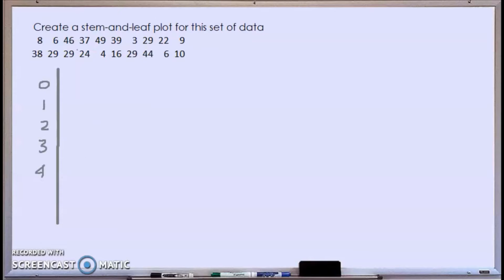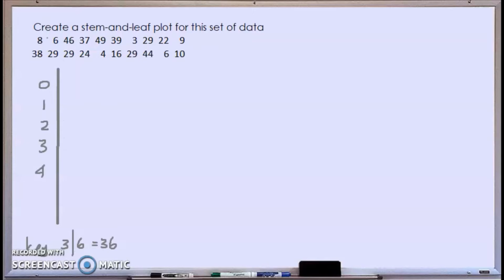Now these stems mean that 0 is going to be any number between 0 and 9 inclusive, and 1's going to start any number between 10 and 19 inclusive, and so on. So my key here is going to be that, for example, 3, 6 means 36. So I have that, so I know how to place the numbers.